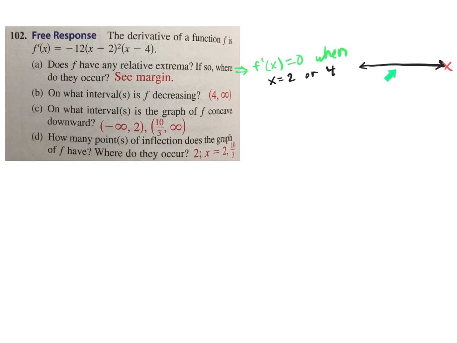Let's make a side chart. Label the axis x. Communicate that we're indicating the sign of f prime of x. Our critical values are 2 and 4, and now we'll find the sign of f prime of x in each of these three regions. If x is, for example, 0, then we'll have a negative times a positive times a negative, which will be a positive.